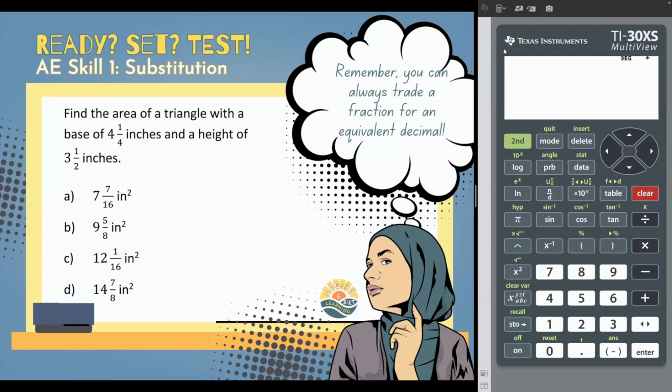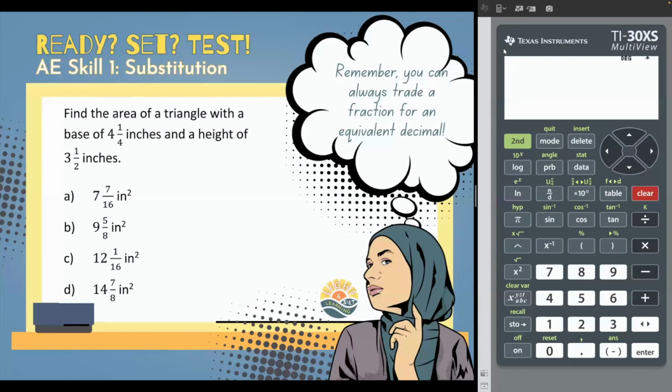Breathe. All right, our calculator's going to handle the fraction. We need to handle the algebra. Here we go. It says find the area of a triangle with a base of 4¼ inches and a height of 3½ inches. Now, first of all, here's some things I noticed.